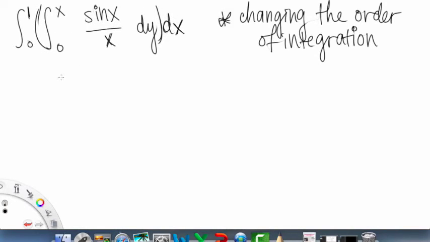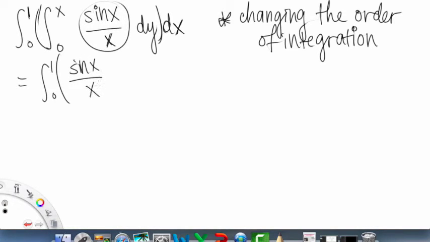If we just look at the inside, this is good because we're integrating with respect to y, so that means we're treating x's as constants. So this whole thing here is just like a number, just sitting there. That'll be sine x over x. And then if we integrate with respect to y, we'll get this constant times y, and y goes from 0 to x.